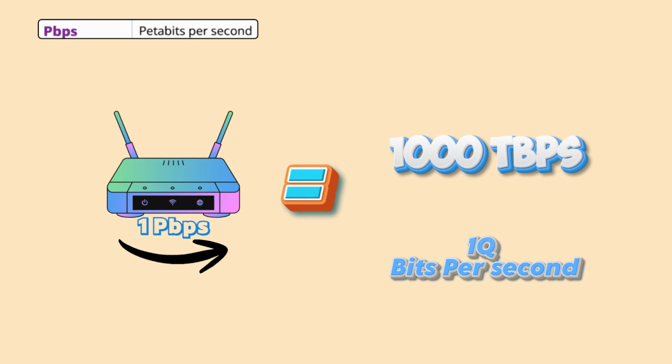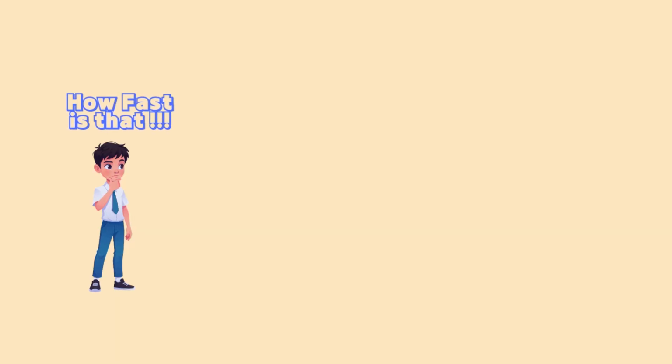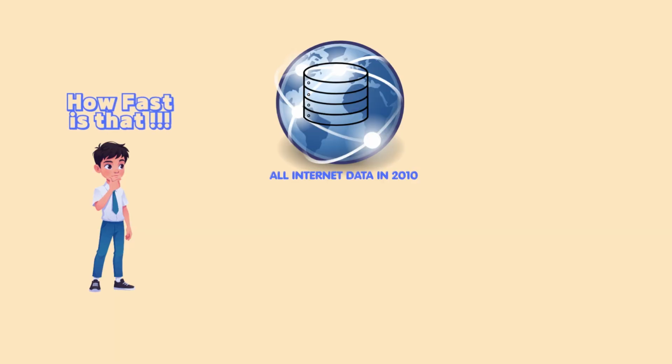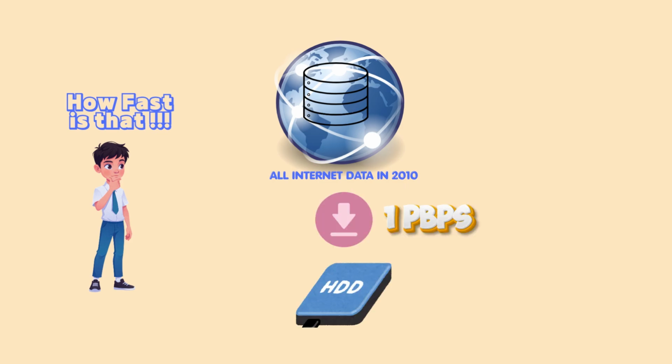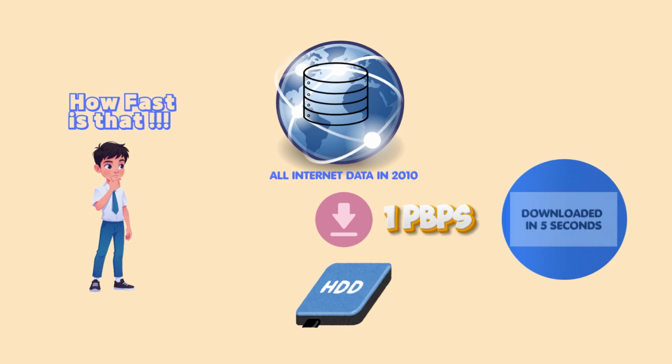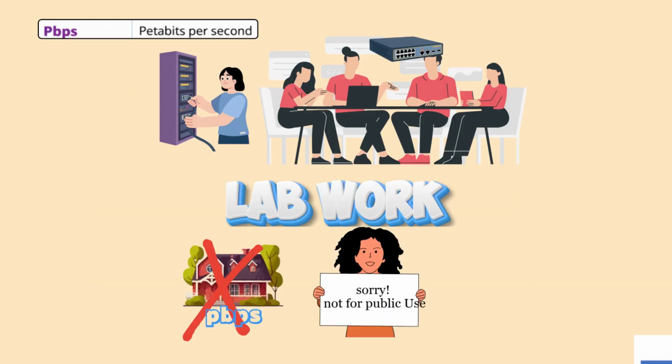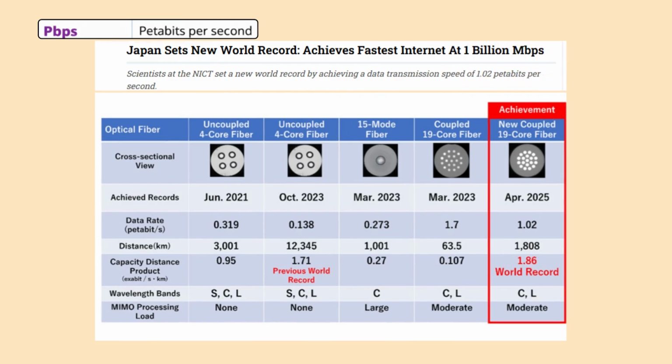1 petabit per second equals 1,000 terabits per second, or 1 quadrillion bits every single second. To wrap your head around that number, at 1 petabit per second, you could transfer the entire content of the internet as it existed in 2010 in just a few seconds. As of today, petabits per second exists almost entirely in research labs. In 2022, Japanese researchers at NICT demonstrated a transmission speed of 1.02 petabits per second over a single optical fiber cable, a world record at the time.